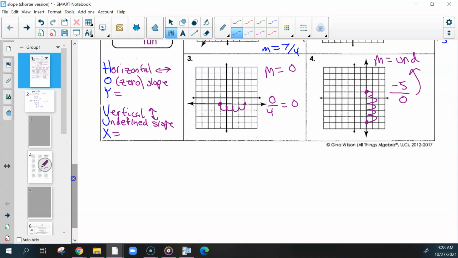On the test, do you still want us to solve like that, or can we just say it's undefined? You can just say it's undefined. I was just showing if you did want to still solve it like that.